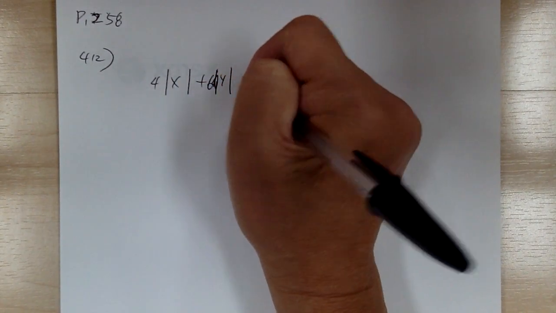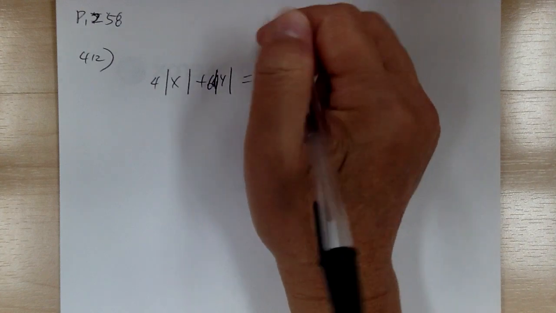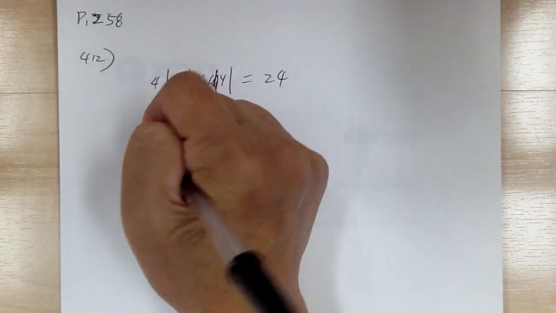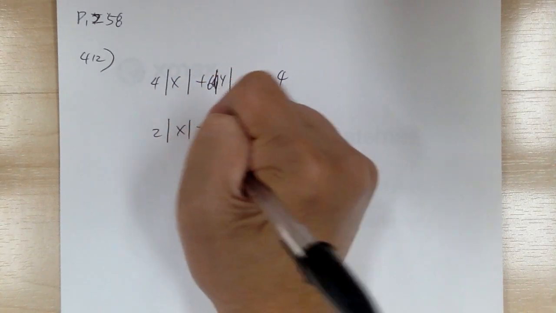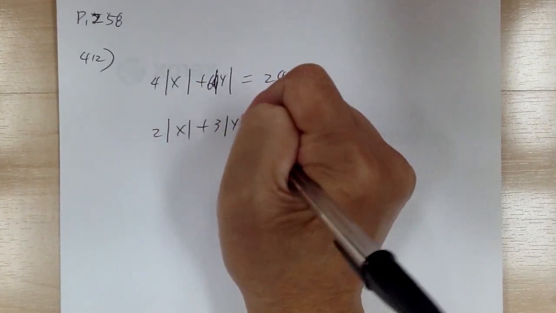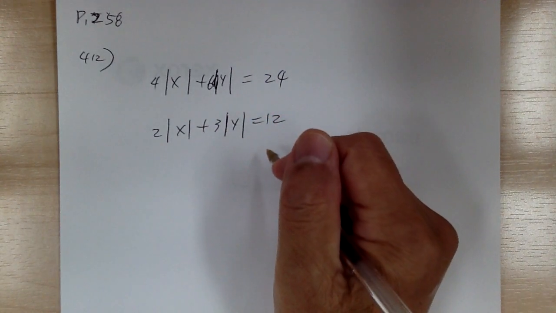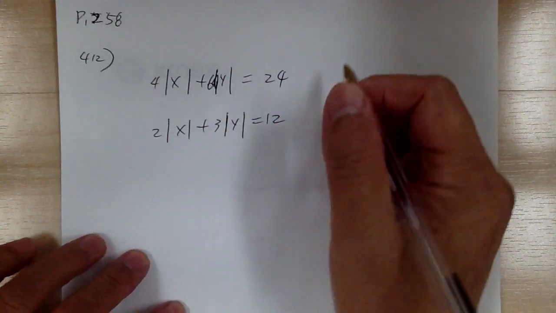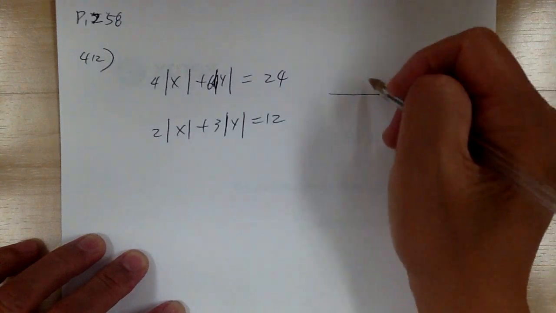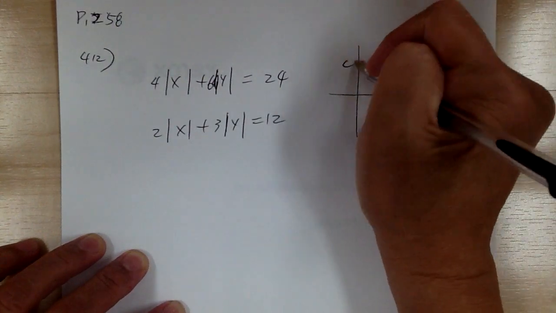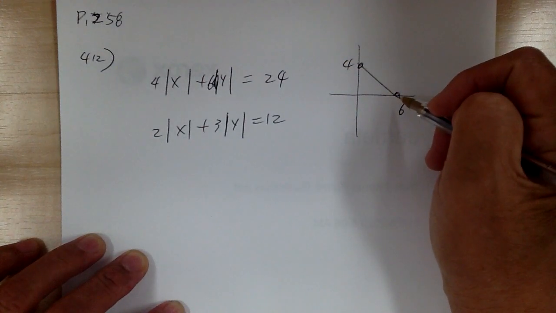And again, by just plugging in the numbers, this will equal 24. And so divide by 2, so you're going to get 2 absolute value of x plus 3 absolute value of y equal to 12. Again, the way to do that is first you start with this one here. Just focus on this one here. So you got 4 here and you got 6 over here, right?